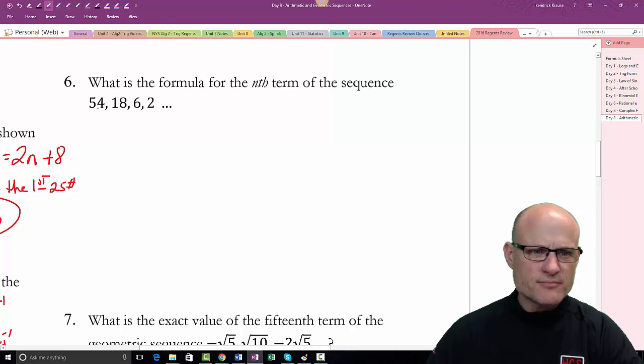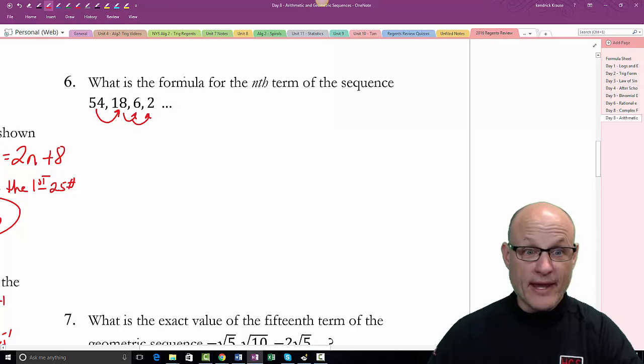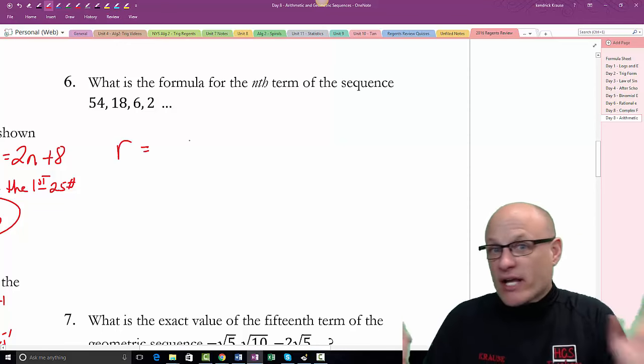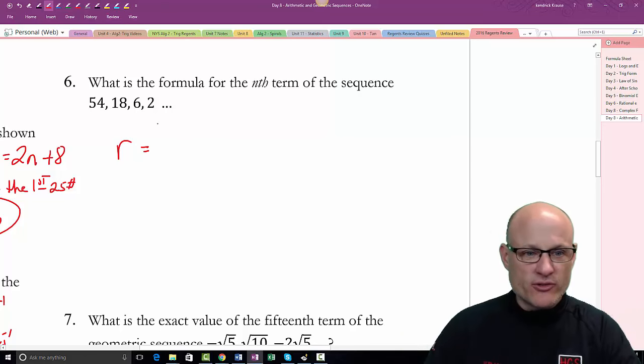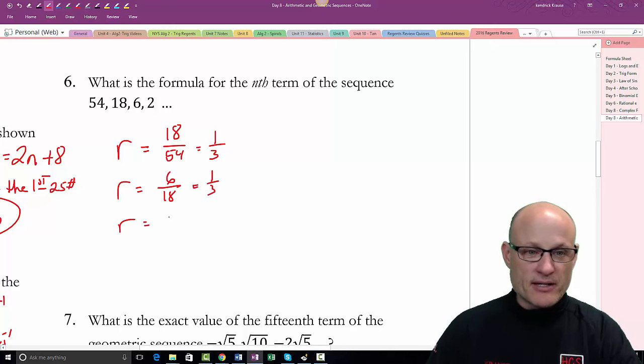Let's see. Looks like I'm subtracting about 30-something, and then I'm subtracting like 12, and then I'm subtracting like 4. So that's not arithmetic. So it's got to be geometric, hopefully. So we're going to take the second one, and I take the bigger one. You take the second one, which is 18, and you divide it by the first one, which is 54. You get 1/3. If I take the third one, which is 6, and divide it by 18, I get 1/3. If I take the fourth one and divide it by the third one, I get 1/3. So r is equal to 1/3.